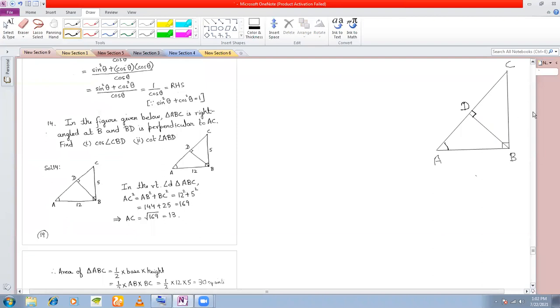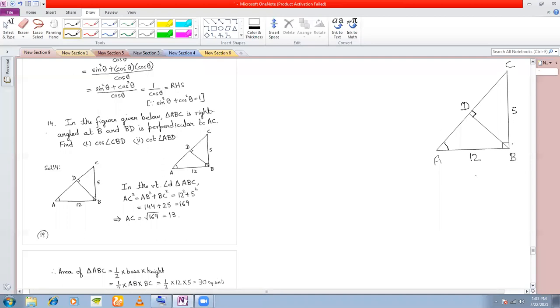This is the figure that is given to you. This length is given to be 5 units. No unit is given, centimeter, meter, nothing is given. Only 5 and 12. So you simply say units, 5 units, 12 units. Okay, now we shall read the problem once you have drawn the diagram. In the figure given below, ABC is a right angle triangle. Okay, fine. We can see it is right angled at B.